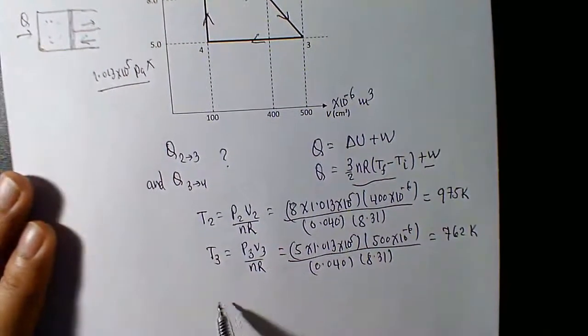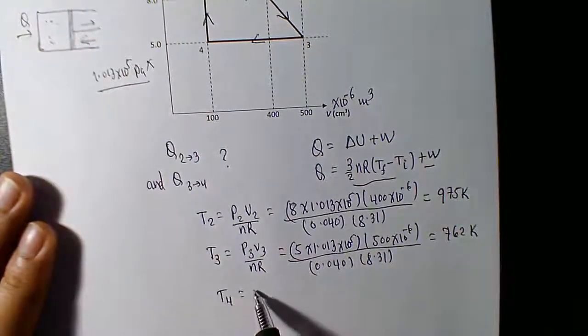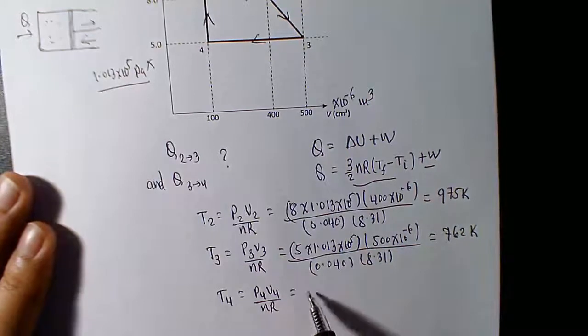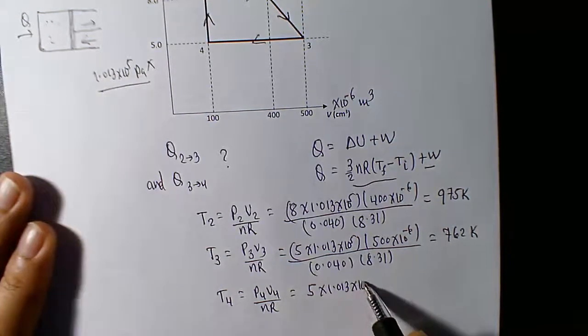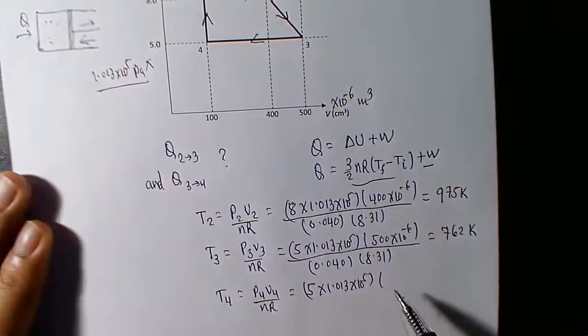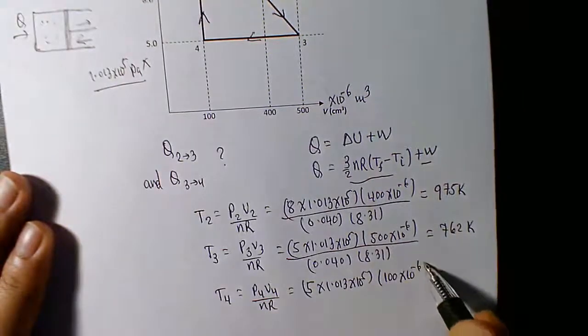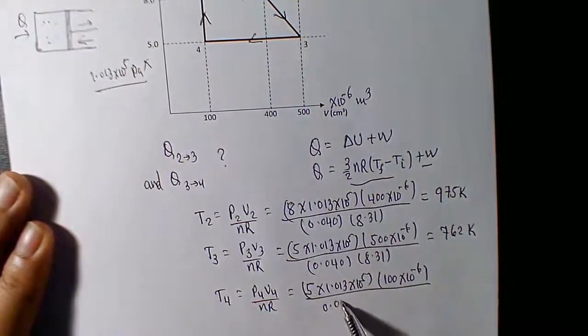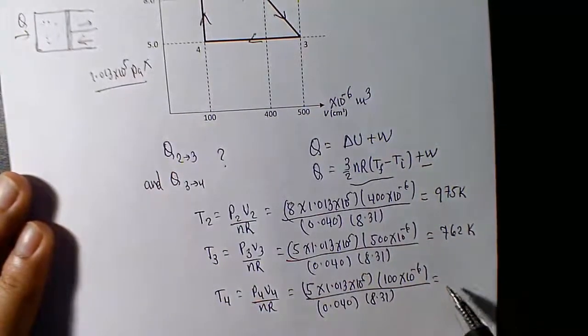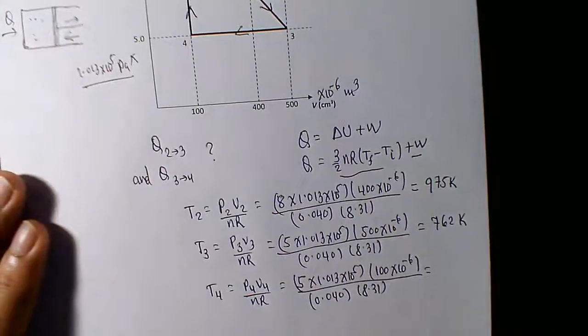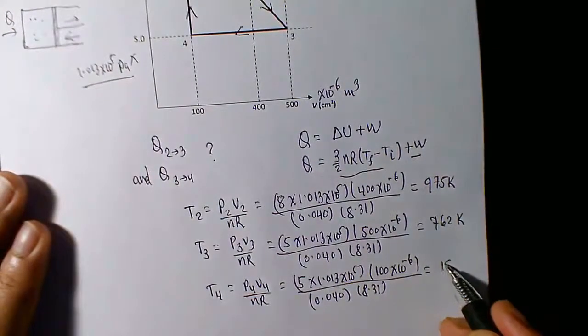You need one more, the temperature at 4. Temperature at 4 is P4 V4 divided by nR. Pressure at 4 is 5 atmospheres, 5 times 1.013 times 10 to the power 5 pascals. And the volume at state 4 is 100 cubic centimeters, divided by nR. Okay, so the temperature at 4 is going to be 152 Kelvin.